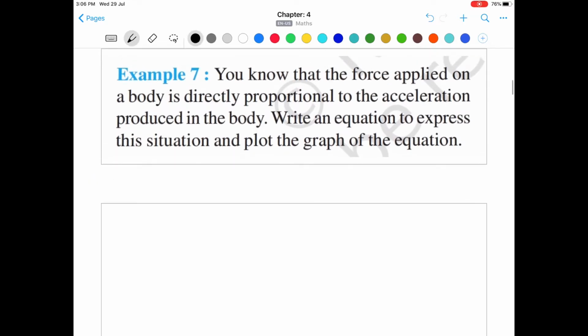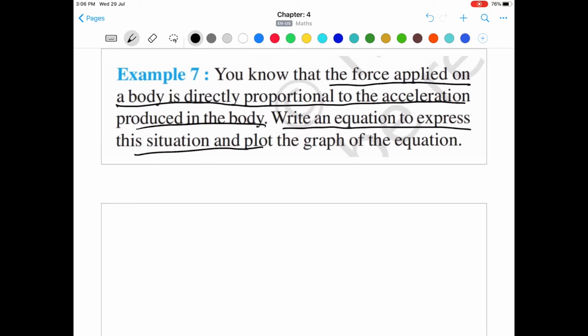The question is: you know that the force applied on a body is directly proportional to the acceleration produced in the body. In physics, you must have studied this. You are asked to write an equation to express this situation and plot the graph of the equation. You have to write its equation first, then we will draw the graph for it. So let's start.